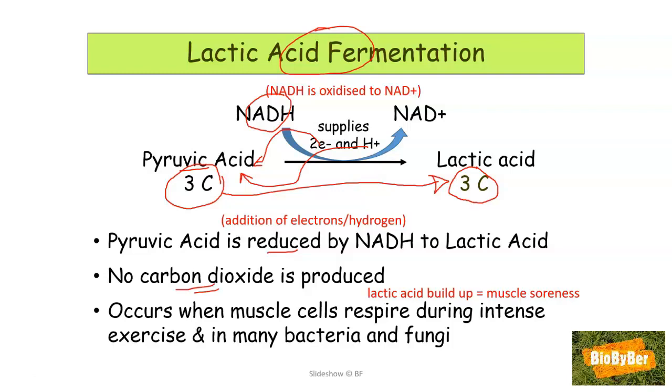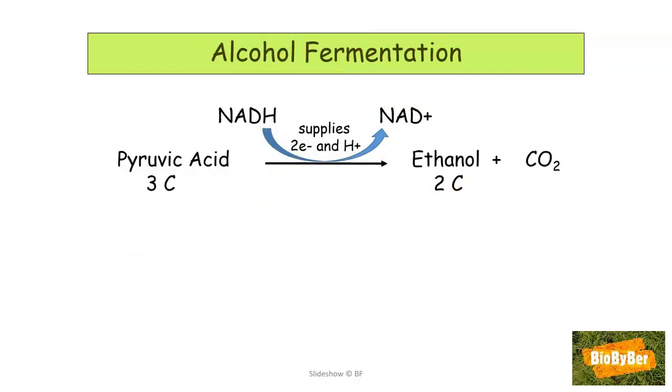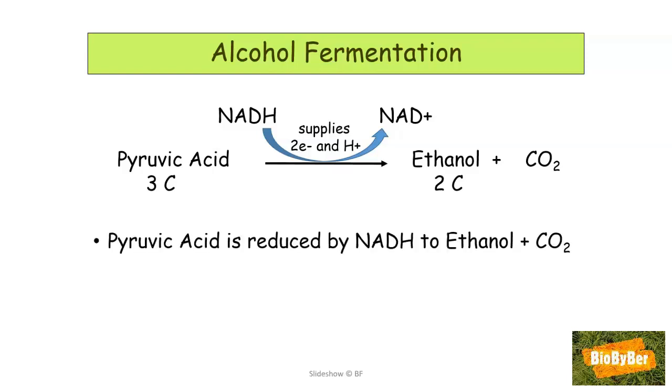Lactic acid fermentation also occurs in many bacteria and fungi cells. Now, if the anaerobic respiration or glycolysis is occurring in a yeast cell or a fungus cell, then the pyruvic acid will be reduced by the NADH to ethanol or alcohol and carbon dioxide. Following the same logic as before, the pyruvic acid is reduced because the NADH will supply each pyruvic acid with 2 high energy electrons and a proton.